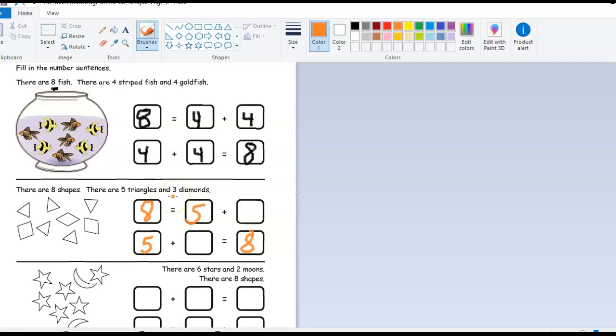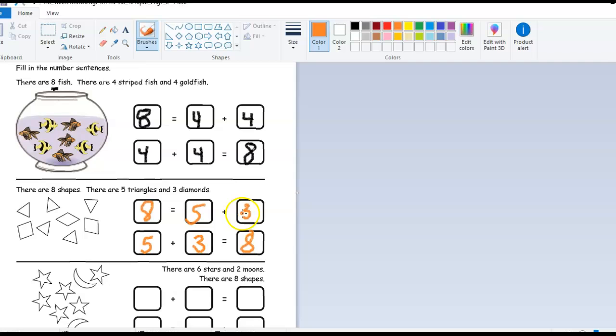And then our next part is, yes, 3 diamonds. We have 3 diamonds, but let's count to be sure. Get ready. 1, 2, 3. Yes, there are 3 diamonds. So we know that 3 is our other part. So where am I going to write 3 at? Yes, I'm going to write my other part 3 here and then fill it in right there.